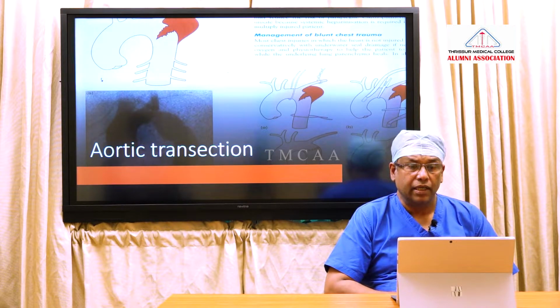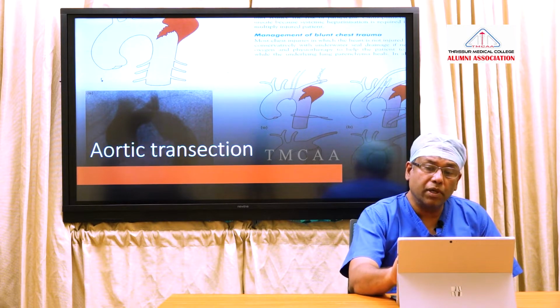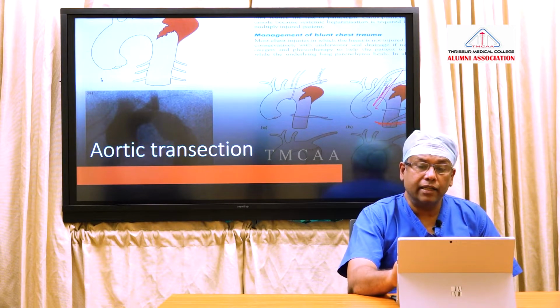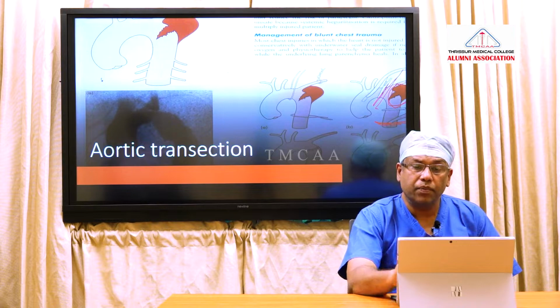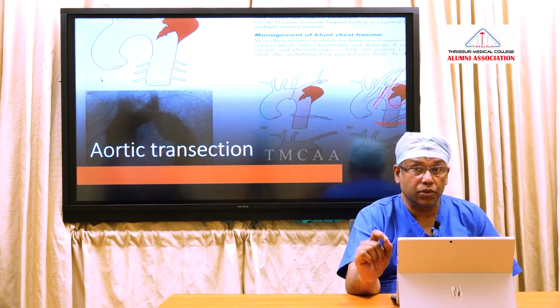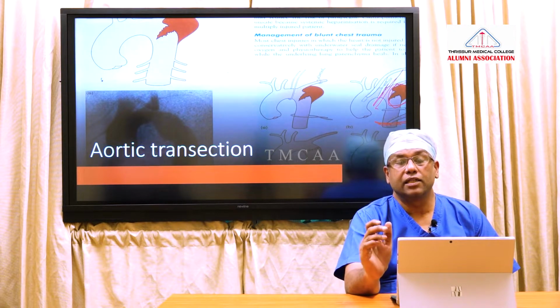So when you are planning for a repair, the most important thing in case of an aortic transection is that you need a shunt between the proximal aorta here and the distal aorta here. Then you repair the defect at this position. So you have to plan your intervention in such a way that there is a shunt between the proximal aortic arch and the distal aorta, and that is called a Gott shunt, G-O-T-T shunt, and then you do a patch repair of the aorta.